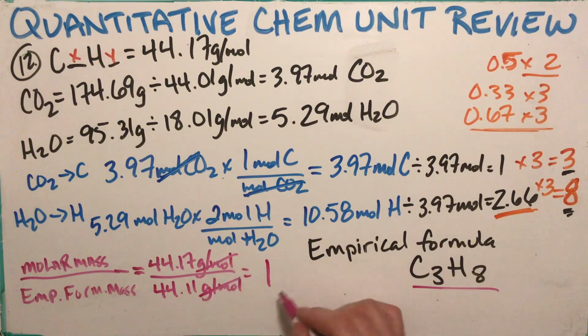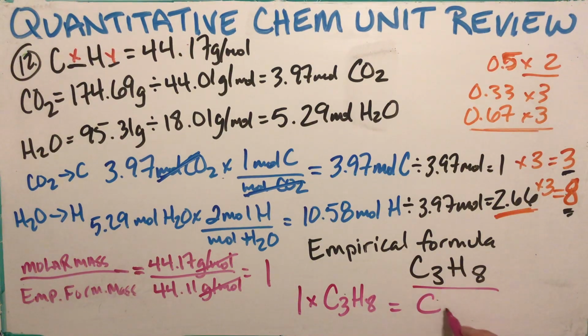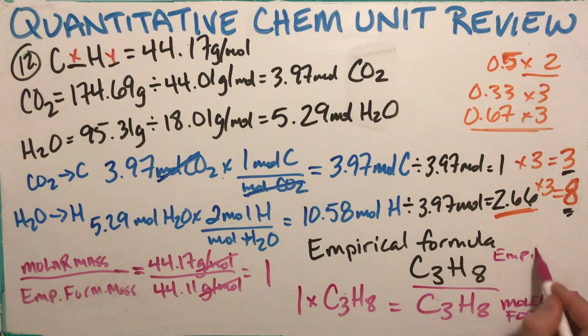These will cancel. That's 1. Close enough. So what that means is that my molecular formula is 1 times C3H8, so it stays the same. My molecular formula is the same as my empirical formula. Sometimes that happens, right? Sometimes the real formula is already in lowest terms. If this is a molecular formula, that means this is propane, the same stuff that's in your barbecue tanks. All right? So that's number 12.